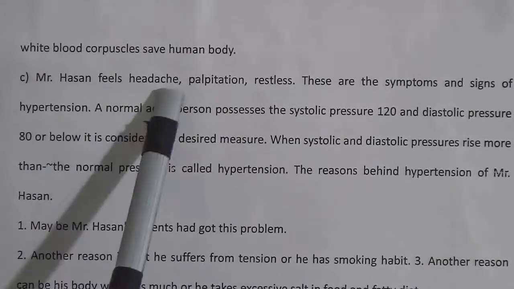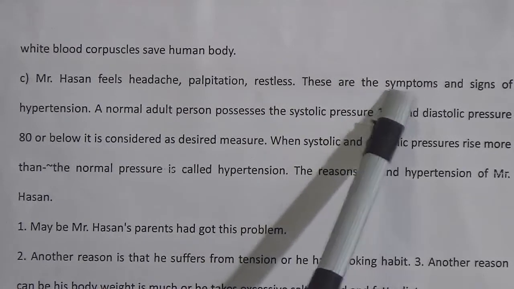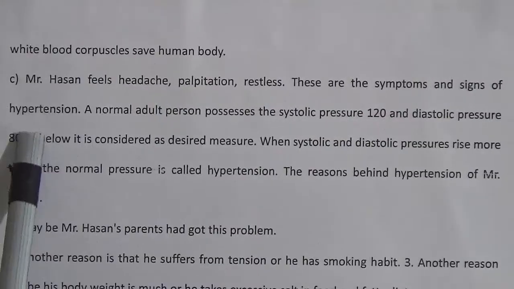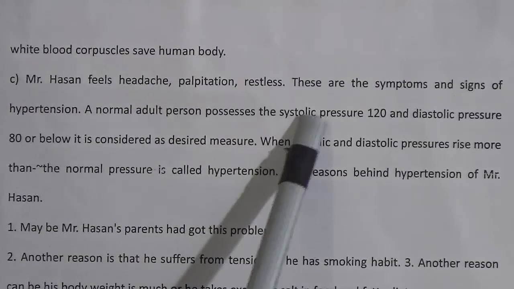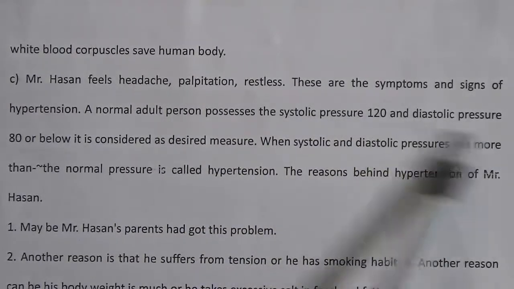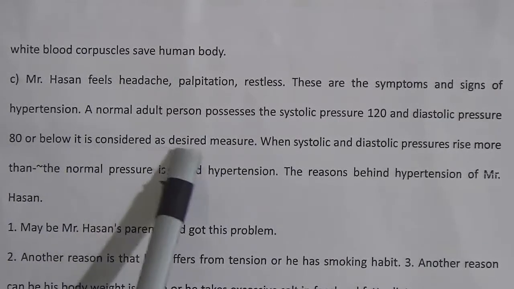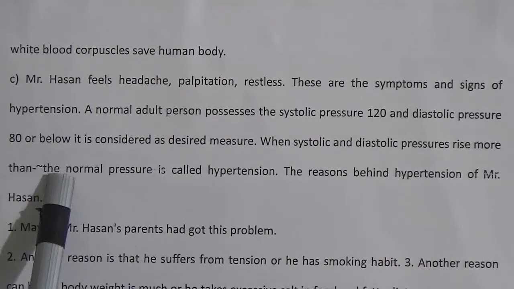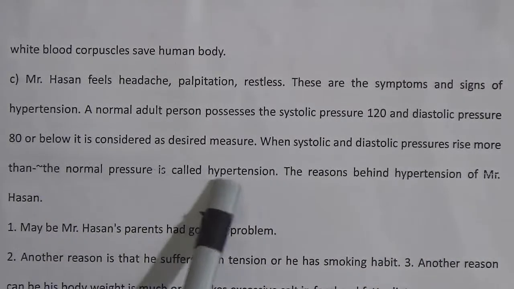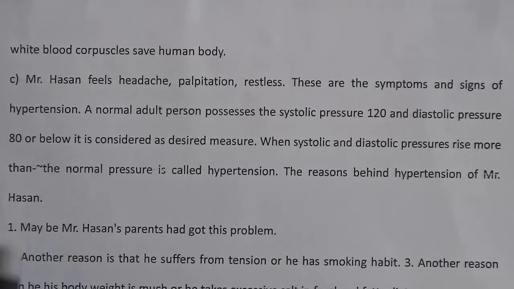Mr. Hassan feels headache, palpitation, restlessness, and these are the symptoms and signs of hypertension. A normal adult person possesses systolic pressure 120 and diastolic pressure 80 or below. It is considered as the desired measure. When systolic and diastolic pressure rise more than the normal pressure, it is called hypertension. The reasons behind hypertension of Mr. Hassan: first one, maybe Mr.